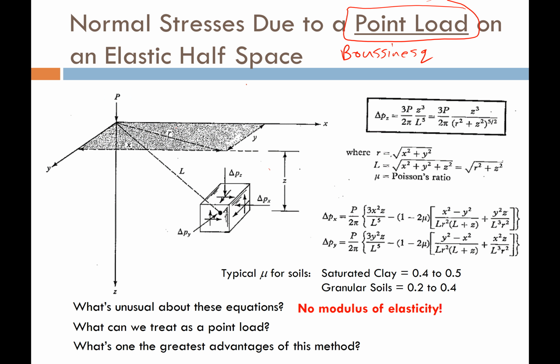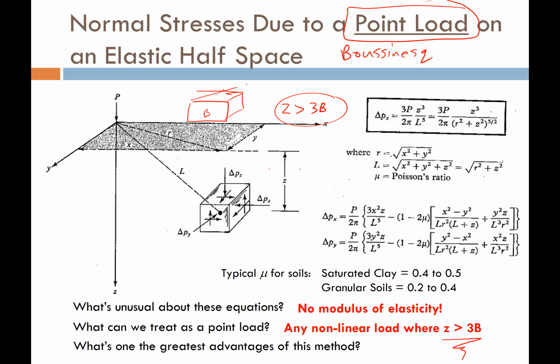So here's some interesting questions. What types of things can we treat as point loads? Well, we can treat any load where the depth of our soil element is greater than 3 times the width of our load. If I put a square footing on the ground, as long as my depth is greater than 3 times my width, I can treat this square footing as a point load, and I'll still be in the ballpark of a feasible solution.